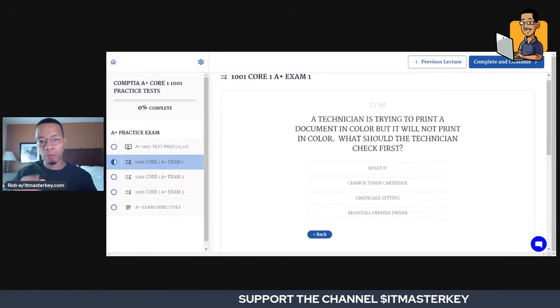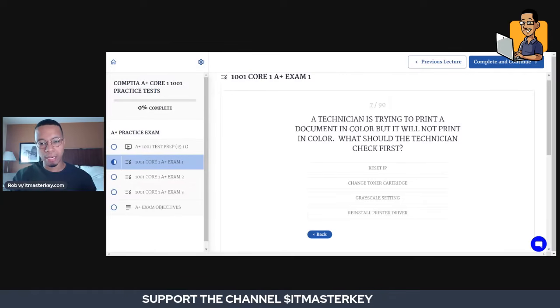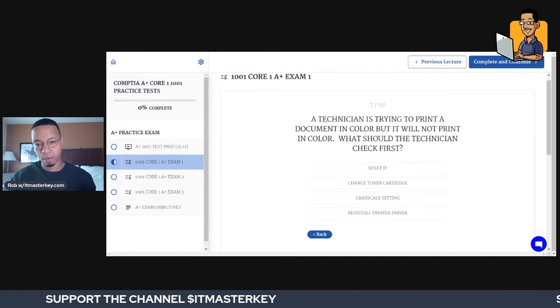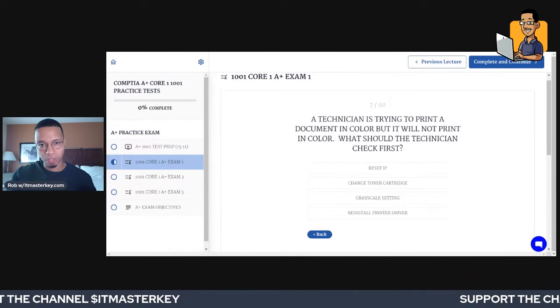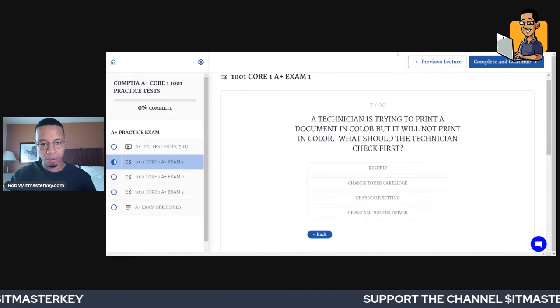But anyway, a technician is trying to print a document in color, but it will not print in color. What should the technician check first? What's the first thing that guy or girl should check?